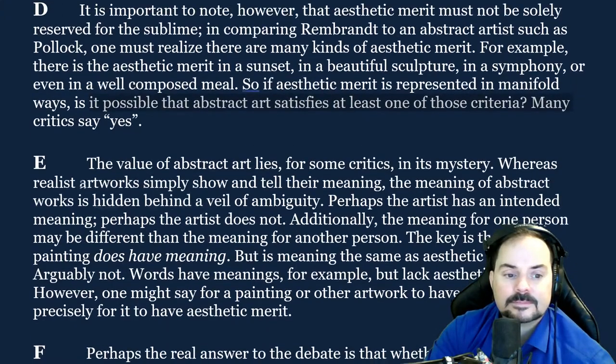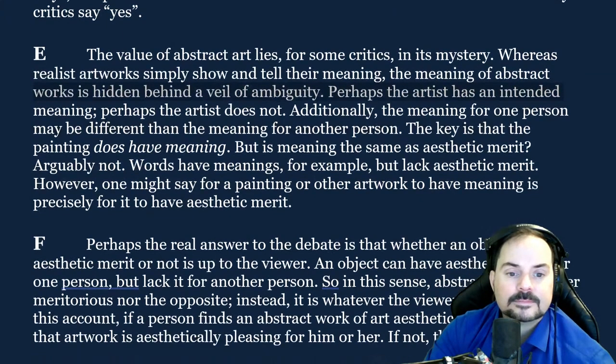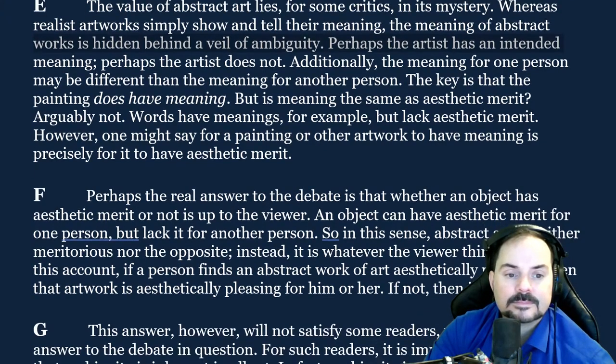Many critics say yes. The value of abstract art lies, for some critics, in its mystery. Whereas realist artworks simply show and tell their meaning, the meaning of abstract works is hidden behind a veil of ambiguity. Perhaps the artist has an intended meaning, perhaps the artist does not. Additionally, the meaning for one person may be different than the meaning for another person. The key is that the painting does have meaning, but is meaning the same as aesthetic merit? Arguably not. Words have meanings, for example, but lack aesthetic merit.